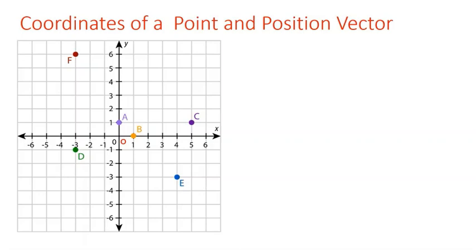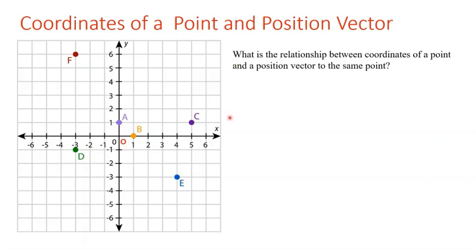So let us look at the coordinates of a point and a position vector. Here we have on the left side of our screen a Cartesian plane with several points, A through to F. My question is, what is the relationship between the coordinates of a point and the position vector of the same point? Let us look at 2 of the points. The coordinates of point F, what would that be? Well, that is (-3, 6). What about the coordinates of point C? Well, that is (5, 1).